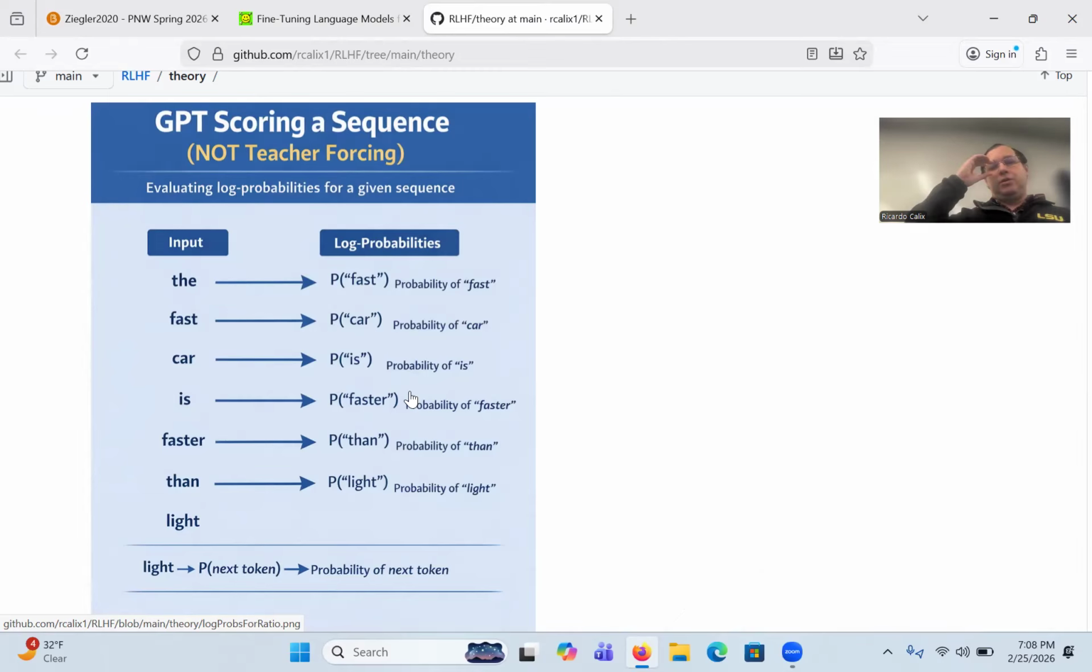Yeah? All right, good. So we have sequences of 40 and so on. So in this example, for instance, I have the fast car is faster than light. Okay? That will go into a GPT. And in theory, right, so the fast car is faster than light, then you get the same sentence shifted, right? So by one. So here is fast car is faster than light, and whatever the prediction would have been. Do you guys see that?